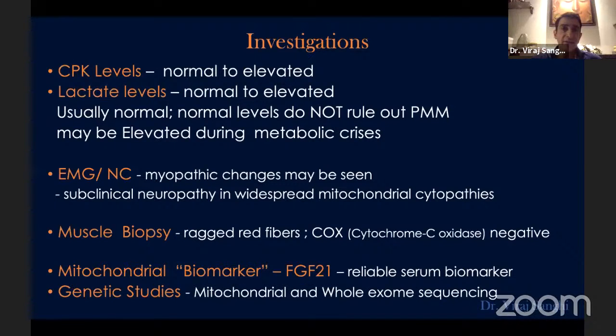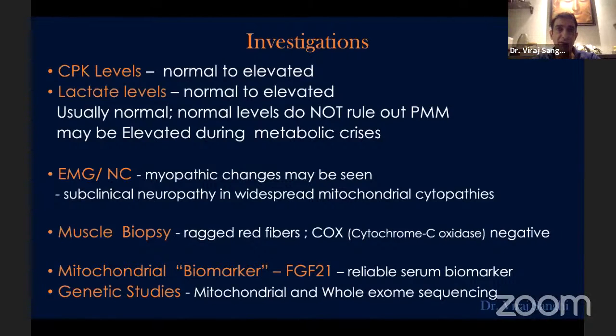And of course, finally, once you've done your workup for patients like the way we've described above, you proceed to do genetic studies, initially starting off with a mitochondrial sequencing. And finally, if you don't get an answer from the mitochondrial sequencing, you proceed to do whole exome sequencing to look for the nuclear DNA mutations we talked about.